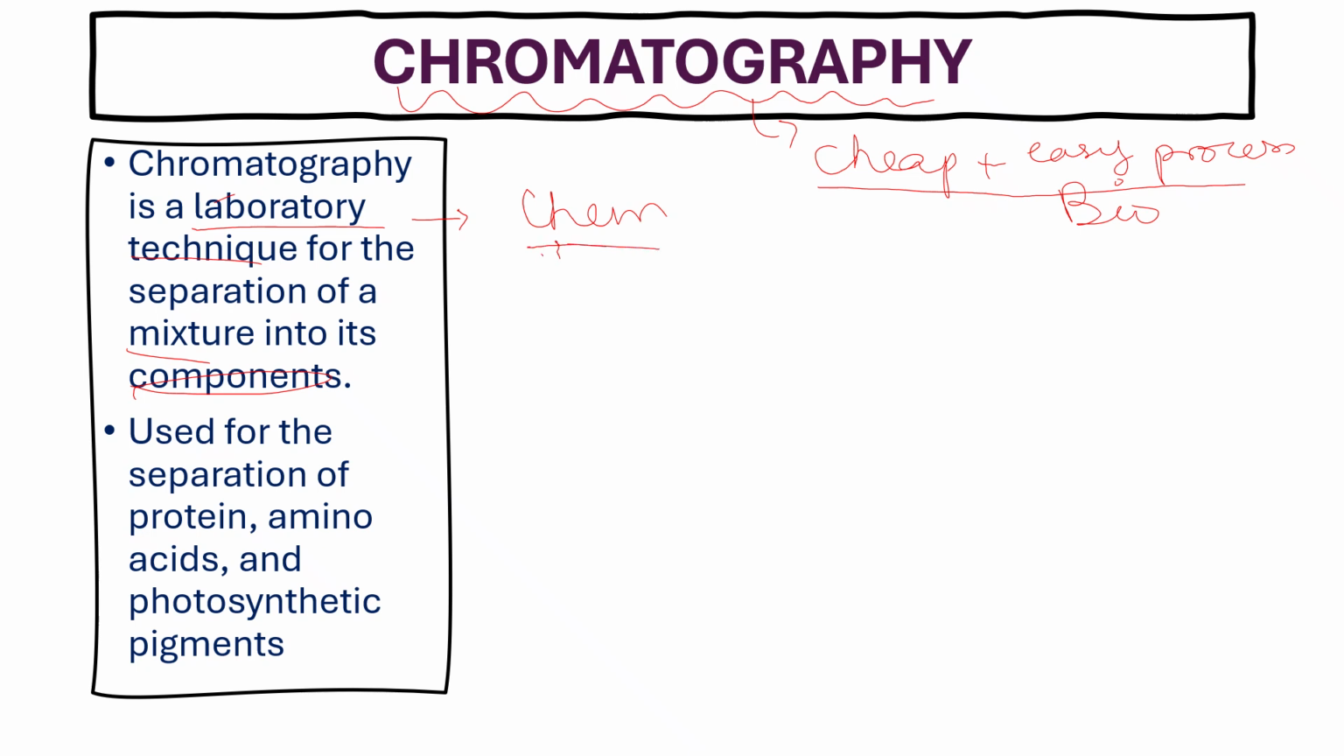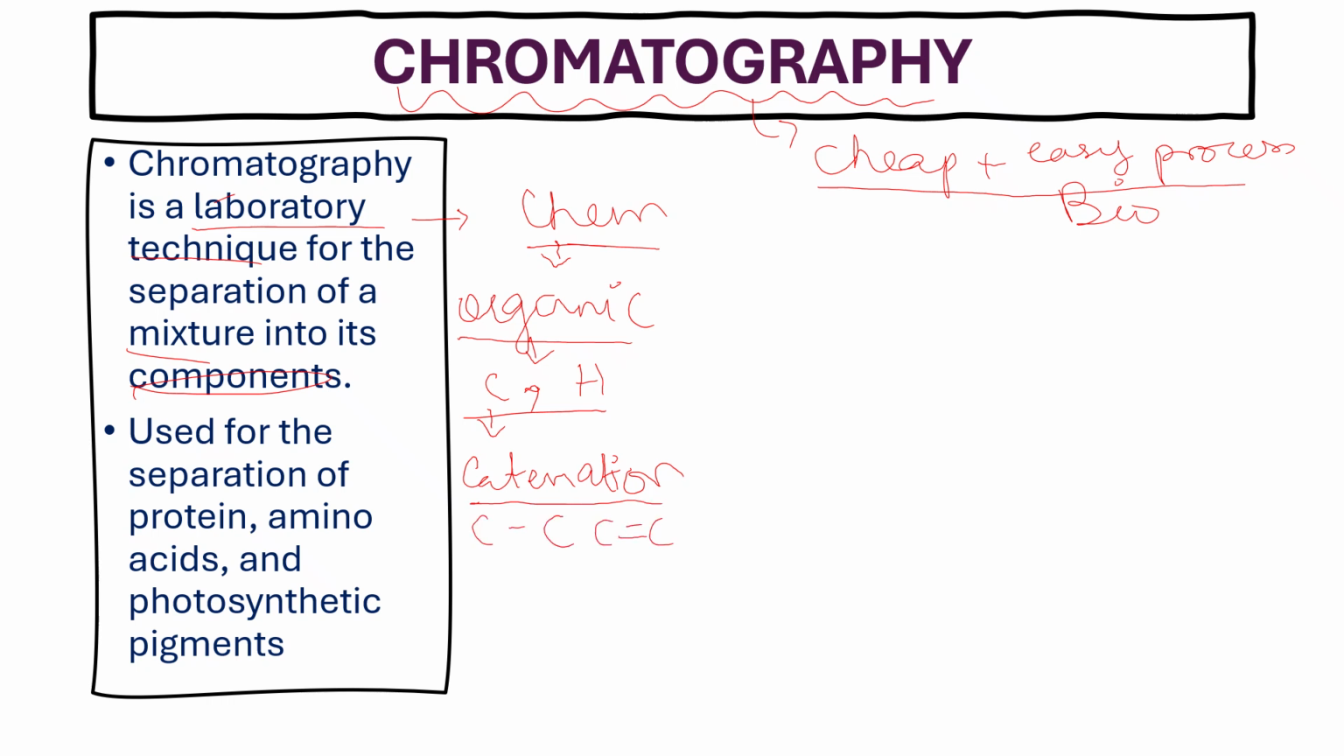So if we talk about the chemistry lab, chromatography is used for the separation of organic compounds, and there are a lot of other compounds which can be separated by chromatography, but let's take the example of organic compounds. Organic compounds are primarily composed of carbon and hydrogen, and we know that carbon has the capability of catenation. Catenation is the self-linking ability of carbon, because of which carbon can form single bonds with carbon, double bonds with carbon, triple bonds with carbon, and also multiple bonds with other atoms.